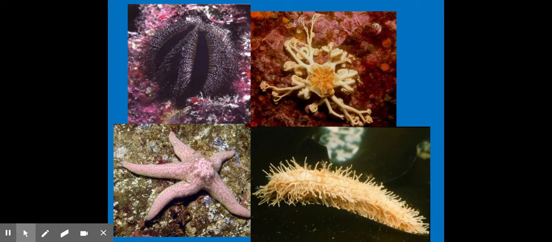So in terms of the classification scheme, the largest, most inclusive group is domain. These are in domain Eukarya. They have eukaryotic cells, just like all of the inverts that we've studied do. They are in kingdom Animalia, also like all the other invert phyla that we've studied thus far. And then phylum Echinodermata. This is our last invertebrate phylum that lives in the ocean. So we'll move on to vertebrates after spring break.